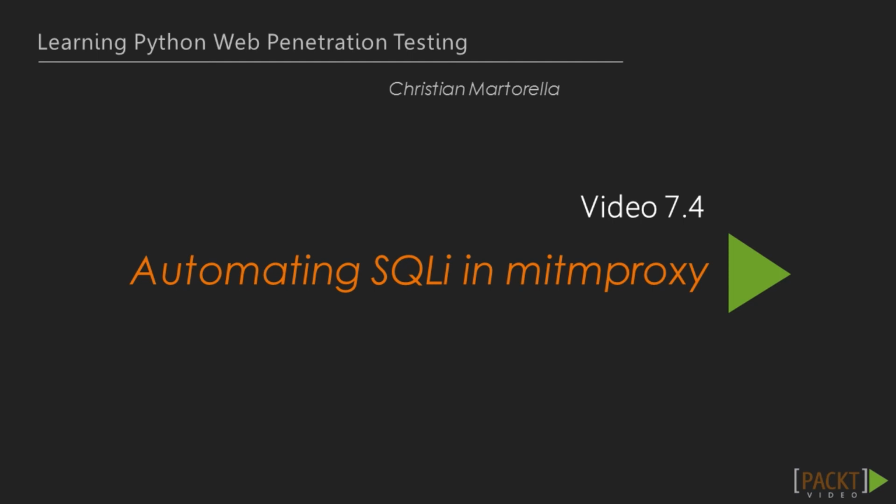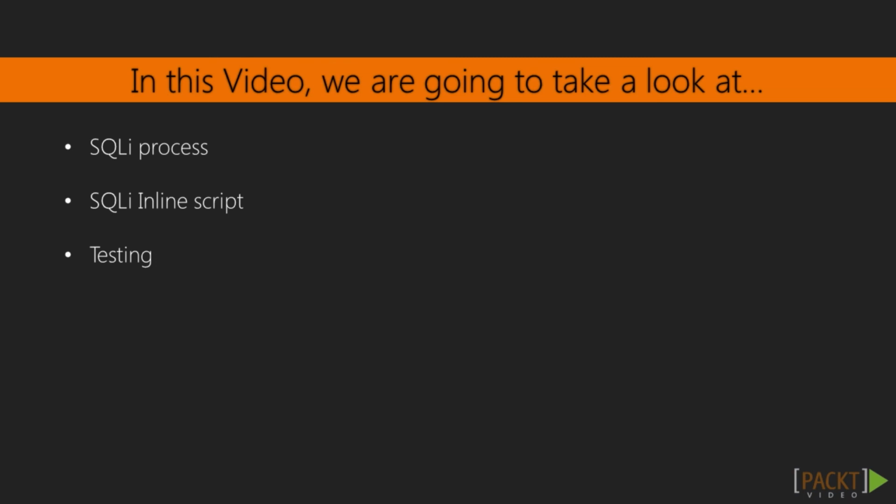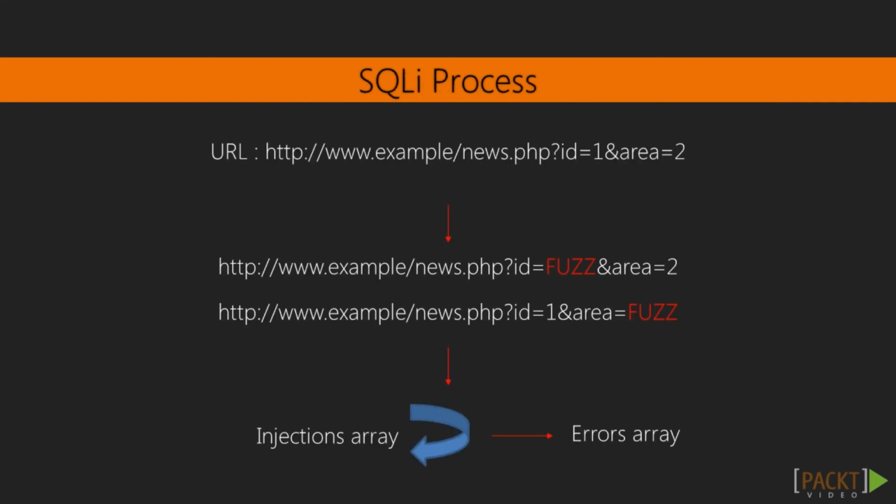In this video, we're going to start defining the objective we want to achieve with the inline script. Then, we're going to work on the script, and finally, we're going to test the SQL injection script we created against our web application. The objective of this video is to create an inline script for mitmproxy that will allow us to test for SQL injection in every URL that has a parameter.